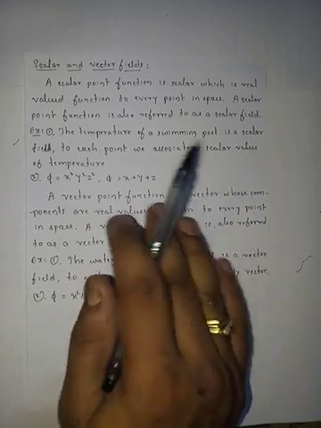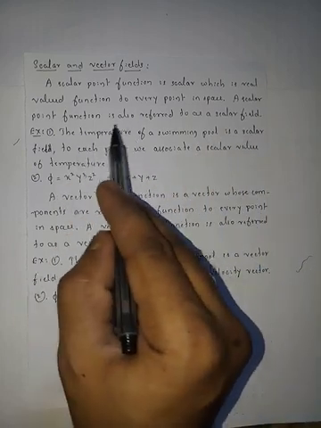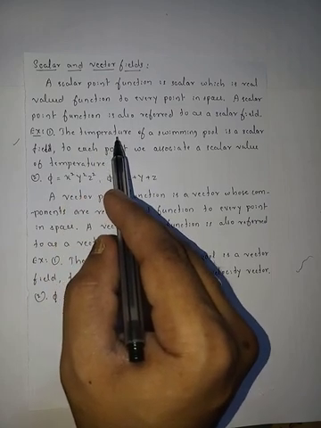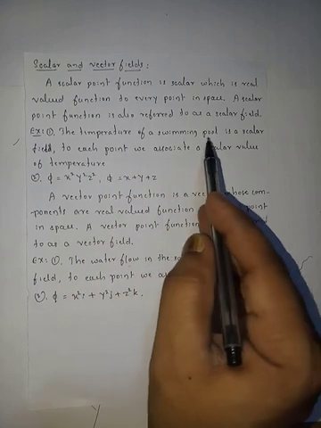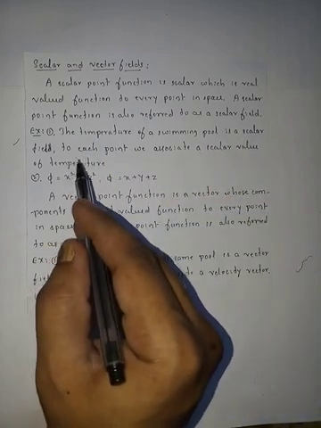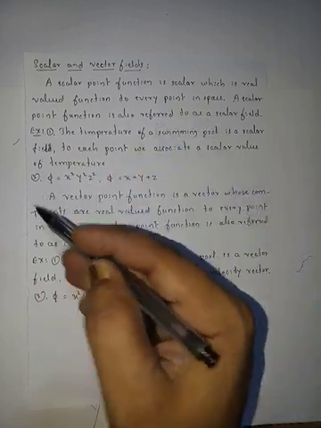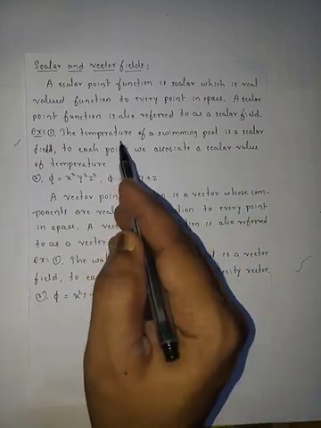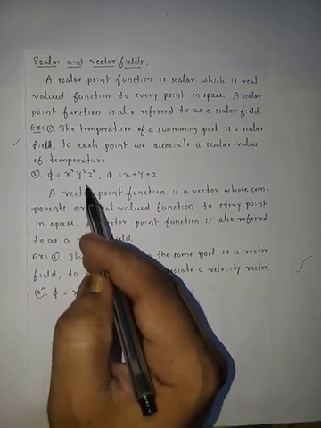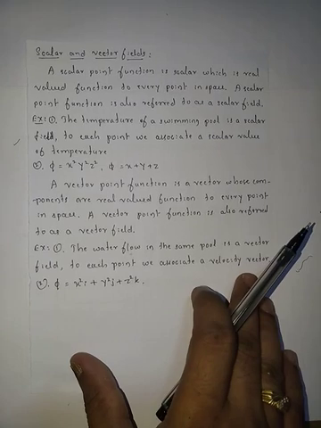Okay, so we take one simple example. The temperature of a swimming pool is a scalar field. As you know, temperature doesn't have direction but it has a magnitude, so temperature is an example of a scalar. For a swimming pool, the temperature gives the scalar field. To each point we associate a scalar value of temperature. At every point in a swimming pool we can take the temperature. And the function we write as x square, y square, z square. This is one example of a scalar function, and also x plus y plus z. So this is an example of a scalar field.